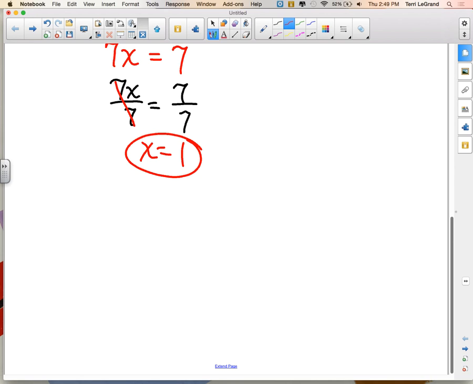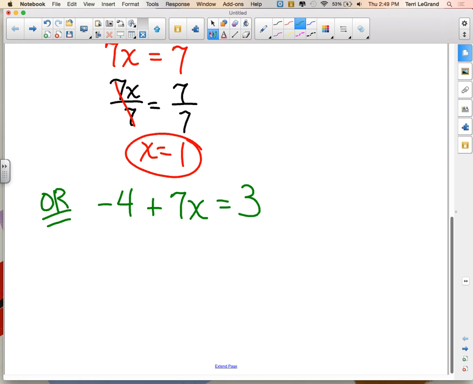Okay, but I want us to see that, you know what? I don't get to make the rules. There is another way to solve this. So let's write it down again. Negative 4 plus 7x equals 3.